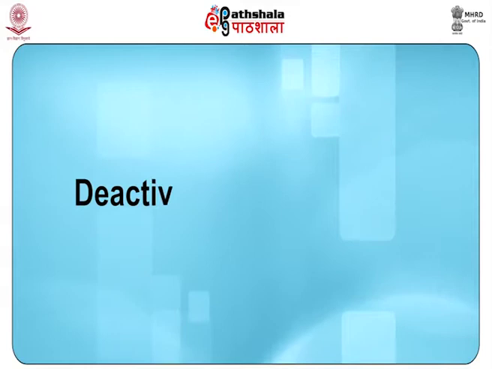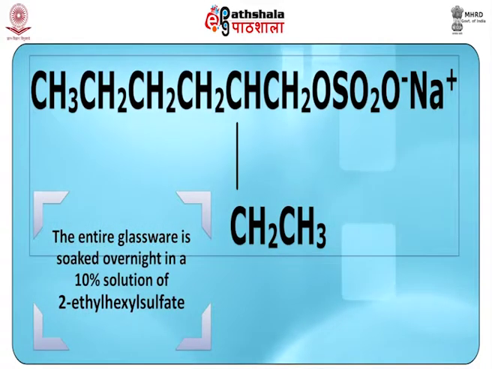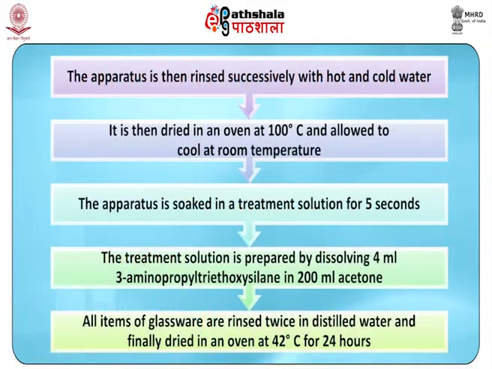Deactivation of glassware. When fingerprints are to be developed by the multi-metal deposition 2 technique, the glass apparatus has to be rendered scrupulously clean. The process of cleaning glassware, called siliconization, is carried out in the following steps. Firstly, the entire glassware is soaked overnight in 10% solution of 2-ethyl hexyl sulfate. Then the apparatus is rinsed successively with hot and cold water. It is then dried in an oven at 100 degrees Celsius and allowed to cool at room temperature.